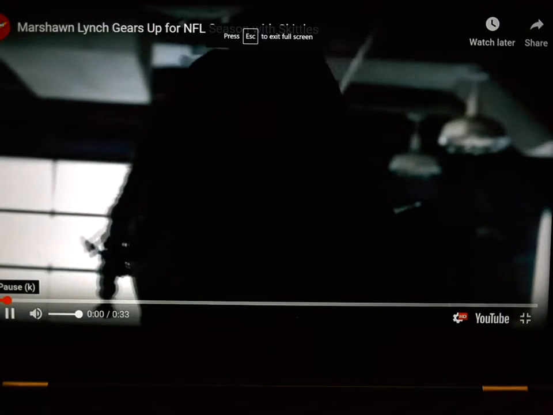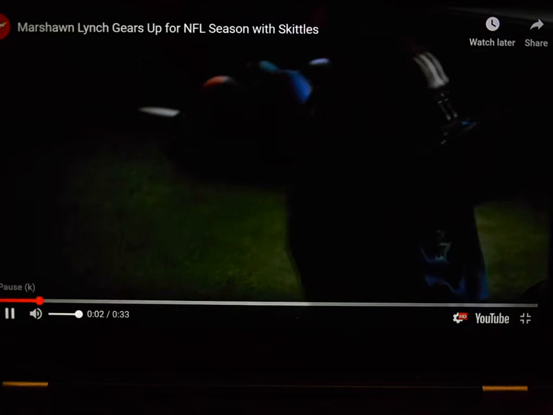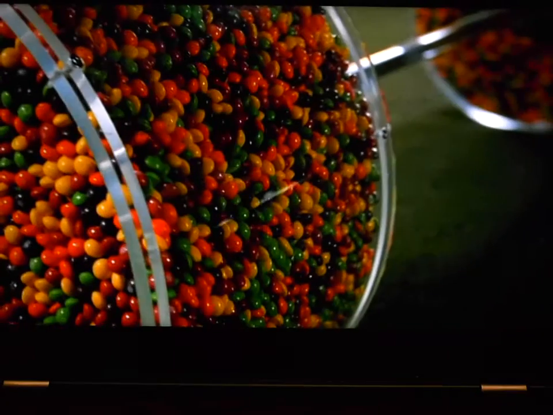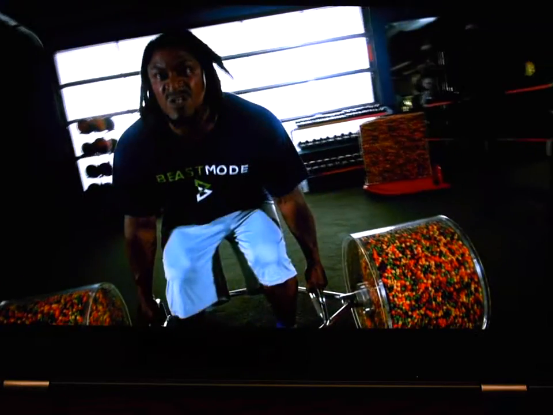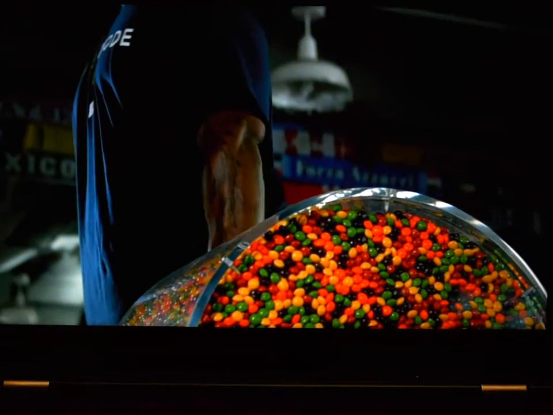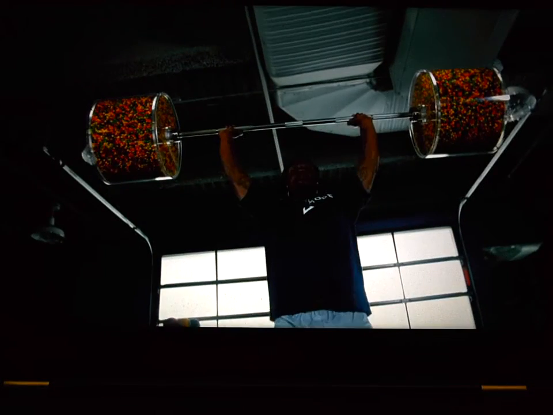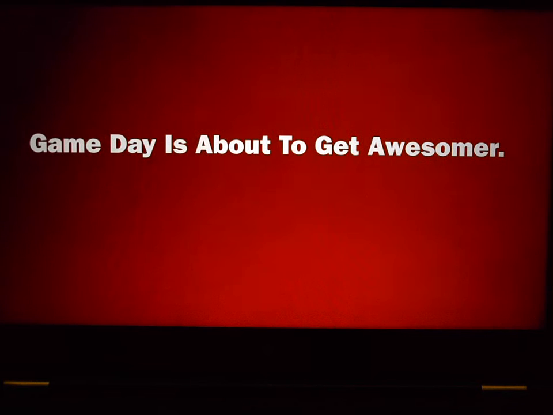So let's take a look at this commercial real quick, see if we can press play. I don't know if you can see that very well. There's Marshawn Lynch doing exercises with a bag of Skittles in front of him. There's the Skittles inside the plate. He's doing deadlifts with Skittles and a jerk. That's what that's called.